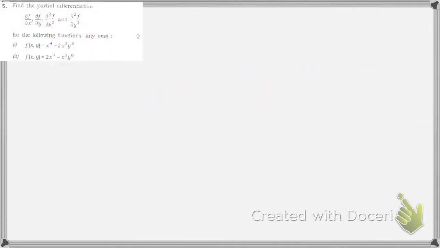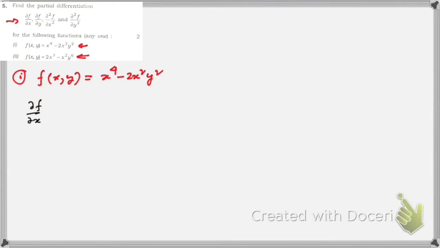So this is question number 5. Here a function of x and y is given, so we need to find del f by del x, del f by del y, the partial derivatives of f with respect to x and y, then again the second order partial derivatives with respect to x and y of this function f, right? So first let us write the given function. First one, that is f of x and y is equal to x to the power 4 minus twice x square y square.